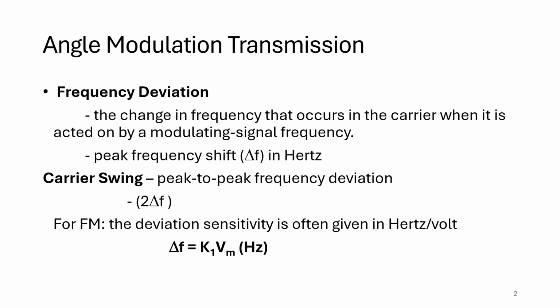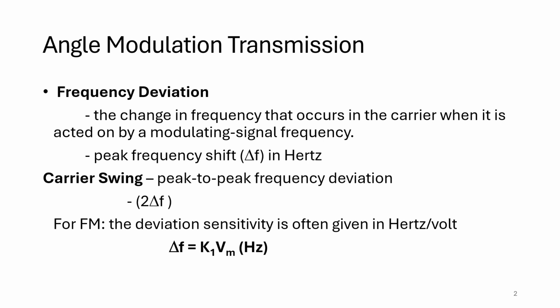So we have here carrier swing. Carrier swing is the peak-to-peak frequency deviation, and it is simply represented by twice your frequency deviation. So carrier swing is 2 multiplied by delta F.